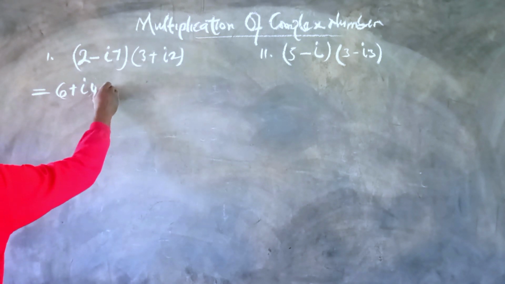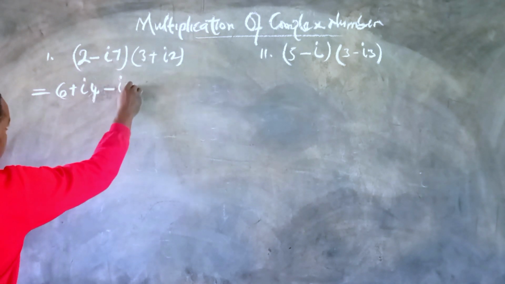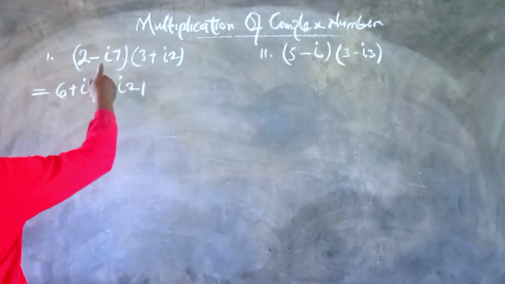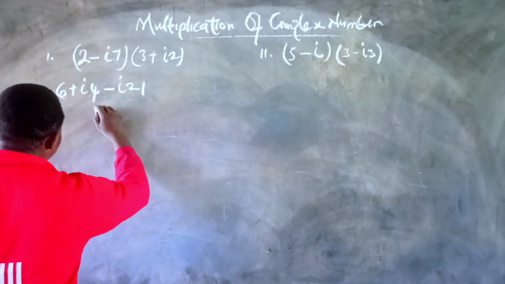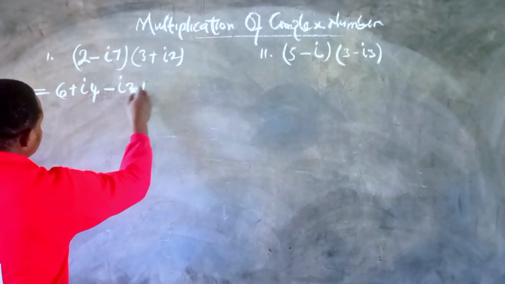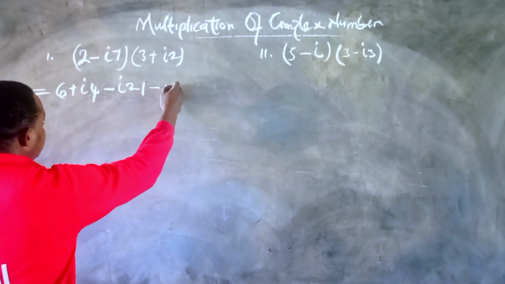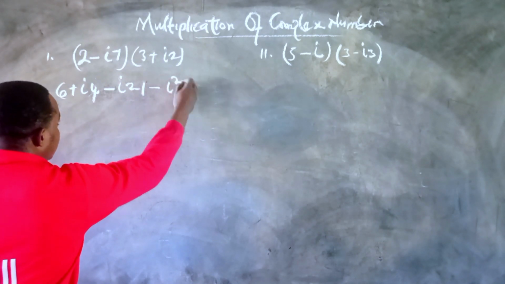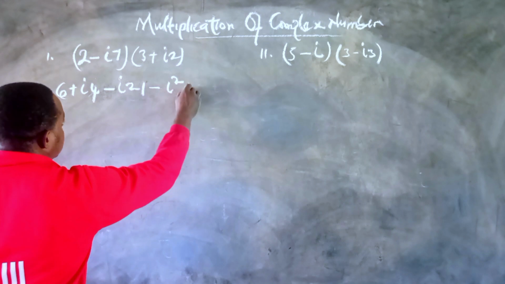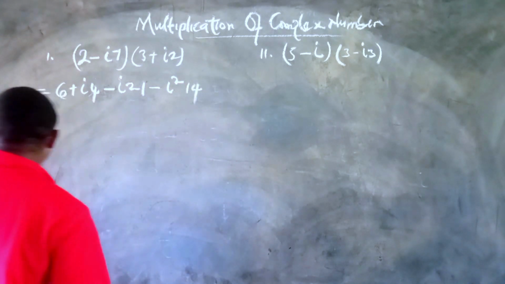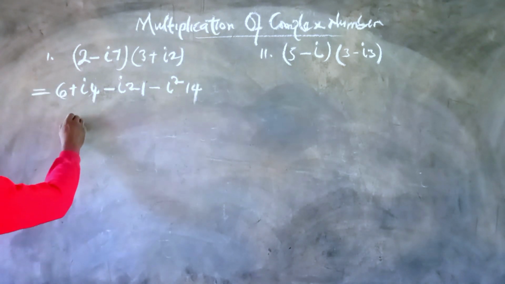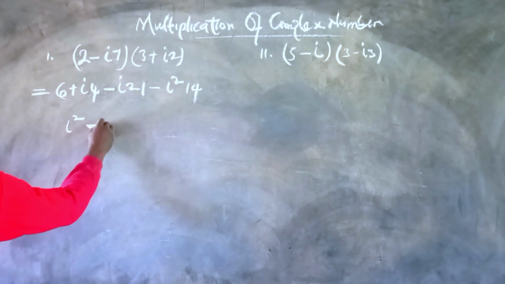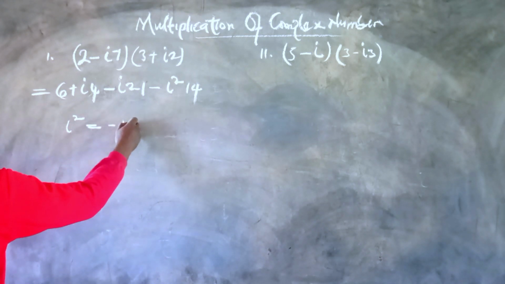Minus times plus is minus. So negative i7 multiplied by 3 will give negative i21. Minus times plus is minus. So we have i inside there, it is i squared. And 7 times 2 is 14, right? Hope you get that. And at this point, remember the power of i.